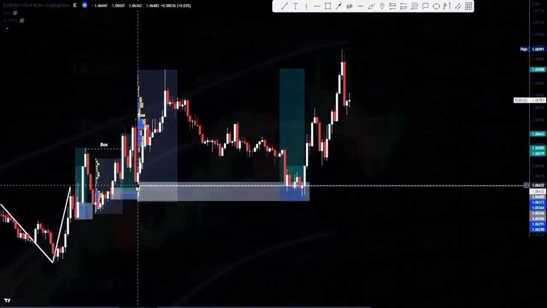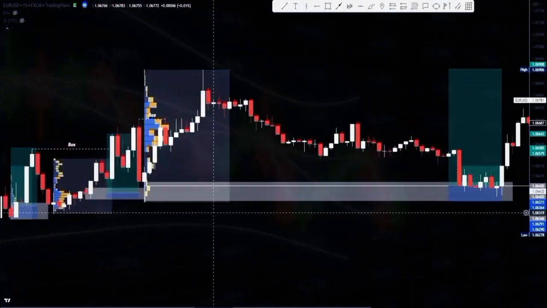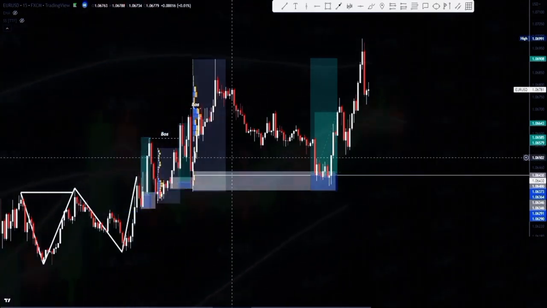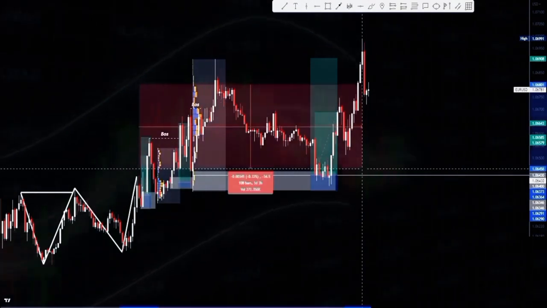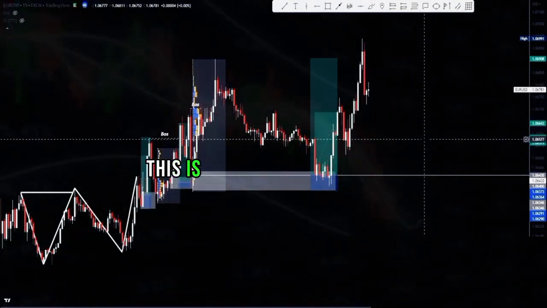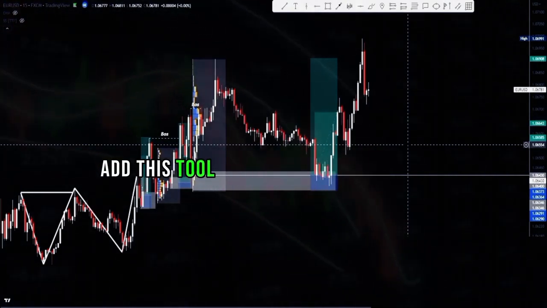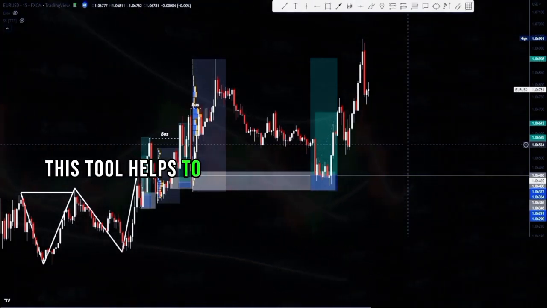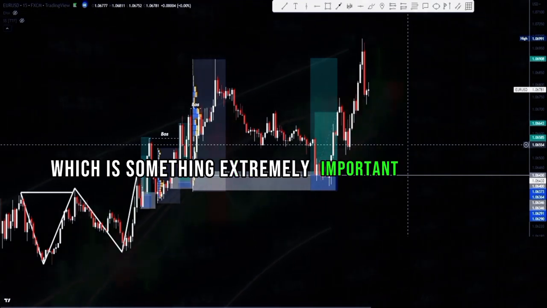This is how we use the volume profile one more time for an extra confirmation. So we had a beautiful 4.3 to 1 reward to risk loss and a beautiful 7.2 to 1 reward to risk within only 1 day and 3 hours. This is the power of this tool. Hopefully you can now add this tool into your trading arsenal. And hopefully this tool helps to increase your winning percentage and your confidence, which is something extremely important in trading.